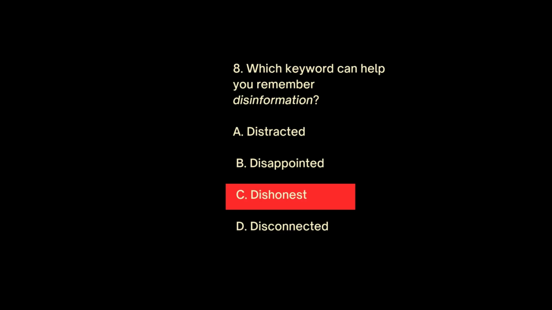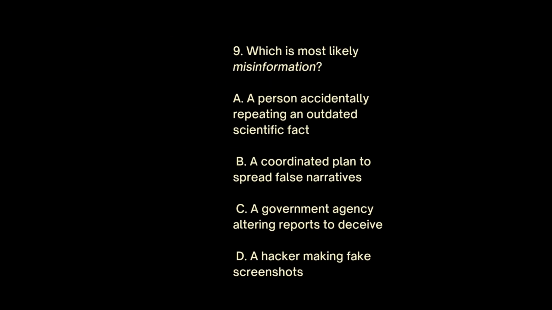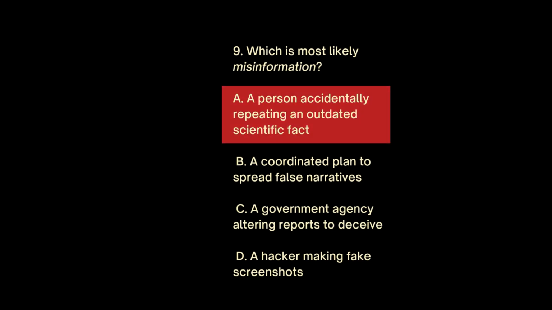9. Which is most likely misinformation? A. A person accidentally repeating an outdated scientific fact. B. A coordinated plan to spread false narratives. C. A government agency altering reports to deceive. D. A hacker making fake screenshots. The answer is A. A person accidentally repeating an outdated scientific fact.